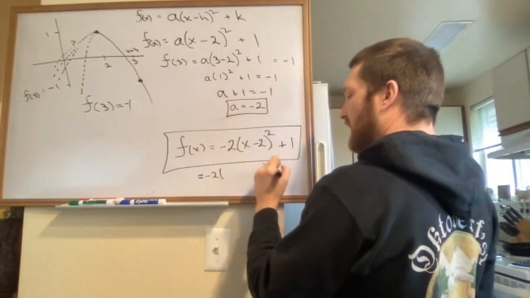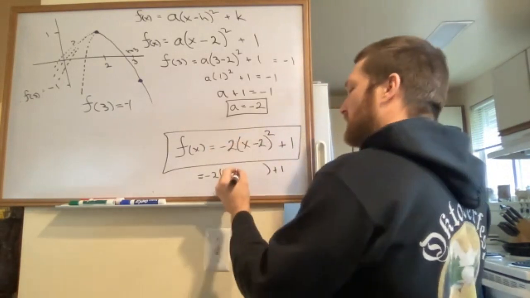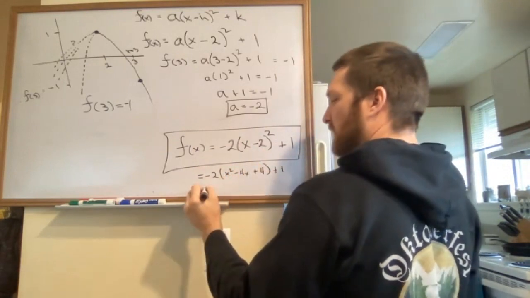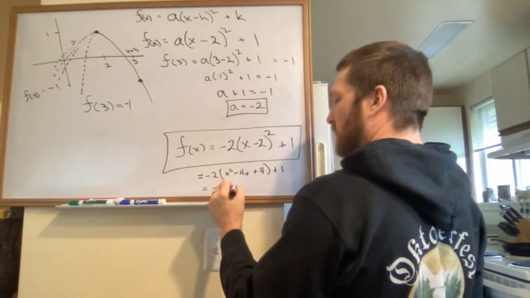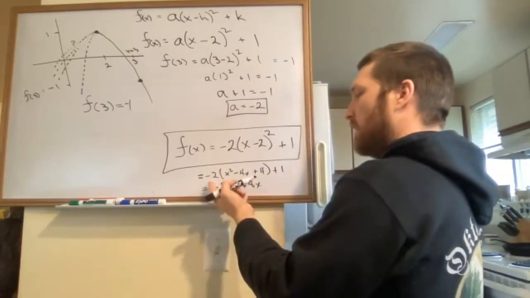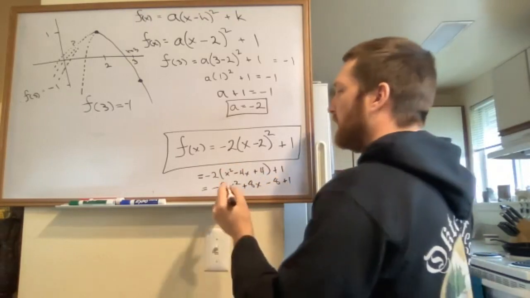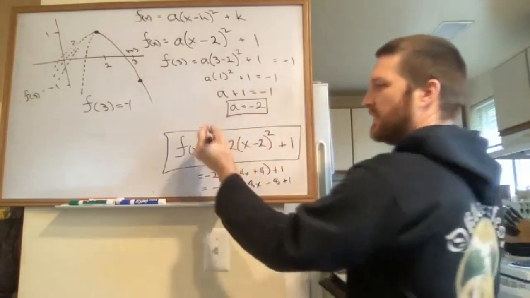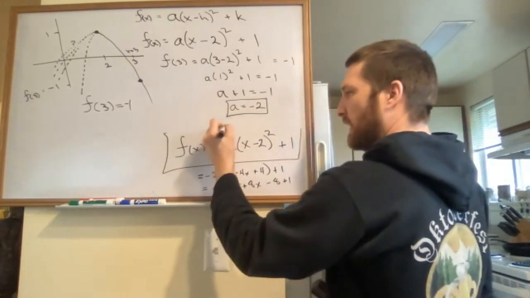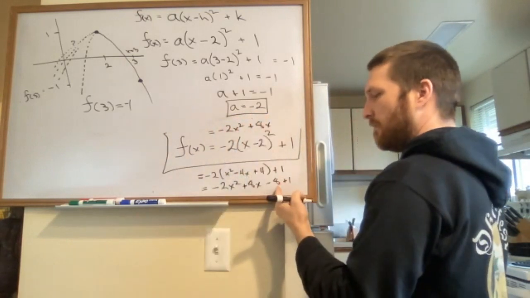Squaring this out gives me x minus 2 squared is x squared, minus 2x is a -4x, minus 2 squared is +4. Distributing the -2 gives me a -2x squared plus 8x, -8, plus 1. Finally, I'm going to write just above this: -2x squared plus 8x minus 7.